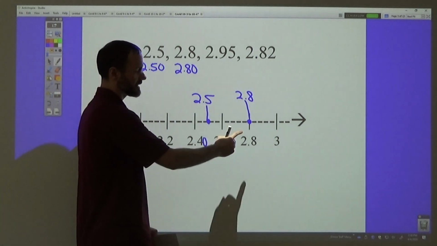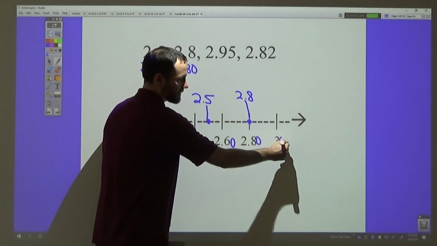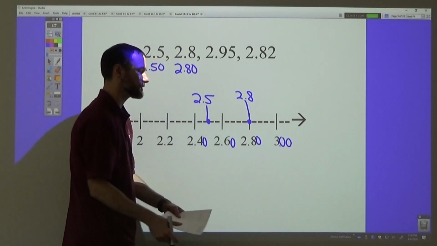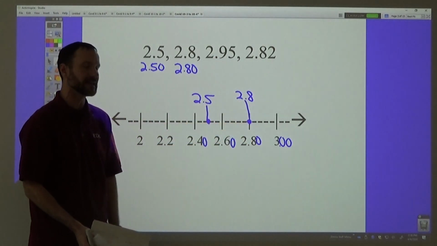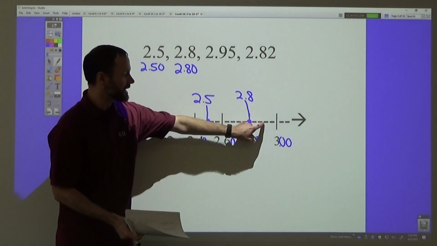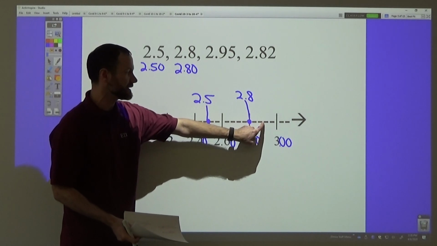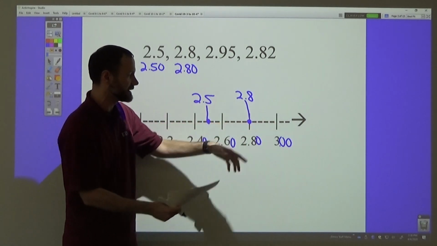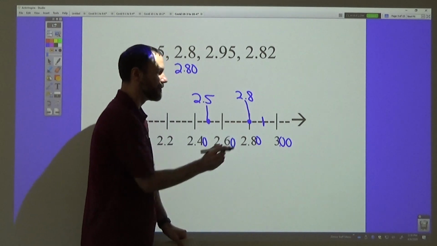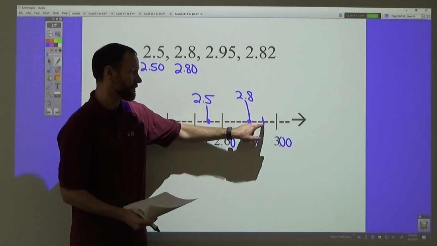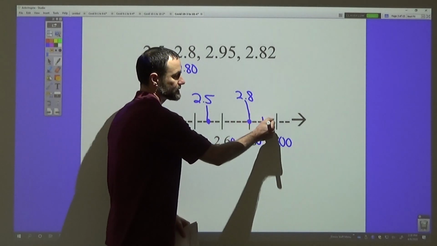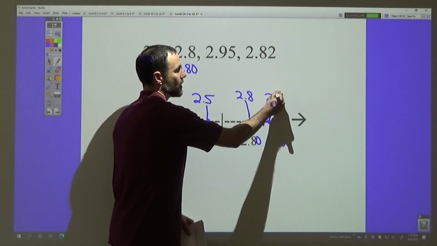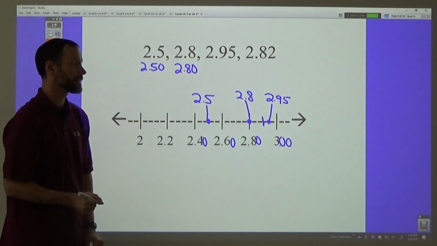2.95, $2.95. If you think of this as $3 and think of this as $2.80, $2.95 is in between $2.80 and $3. But right in the middle would be $2.90. So $2.90 is right about here in the middle. Halfway in between $2.90 and $3 would be $2.95. So $2.95 would go right there.